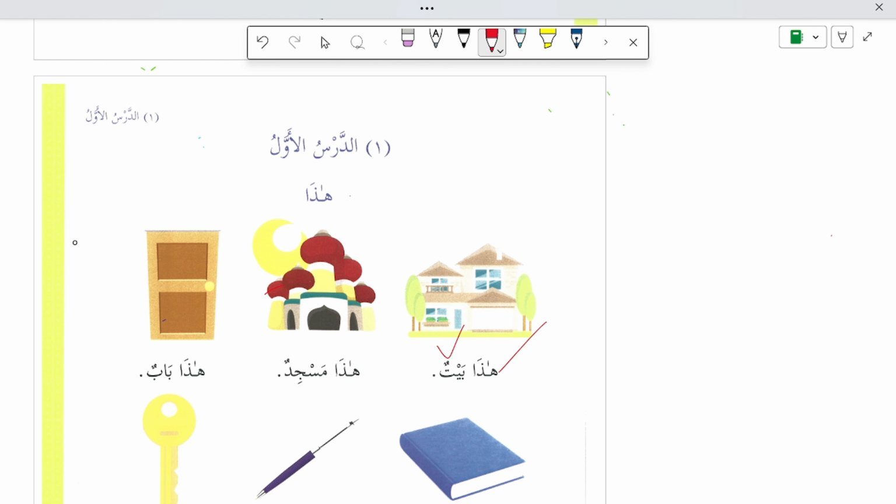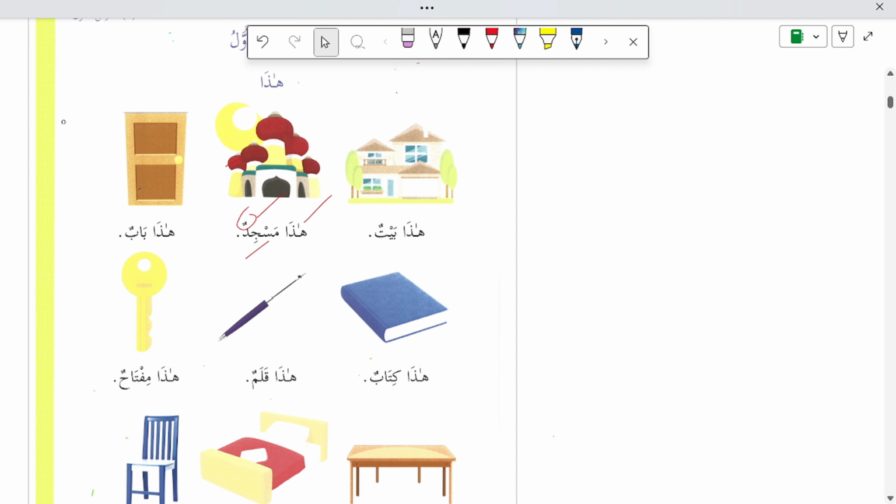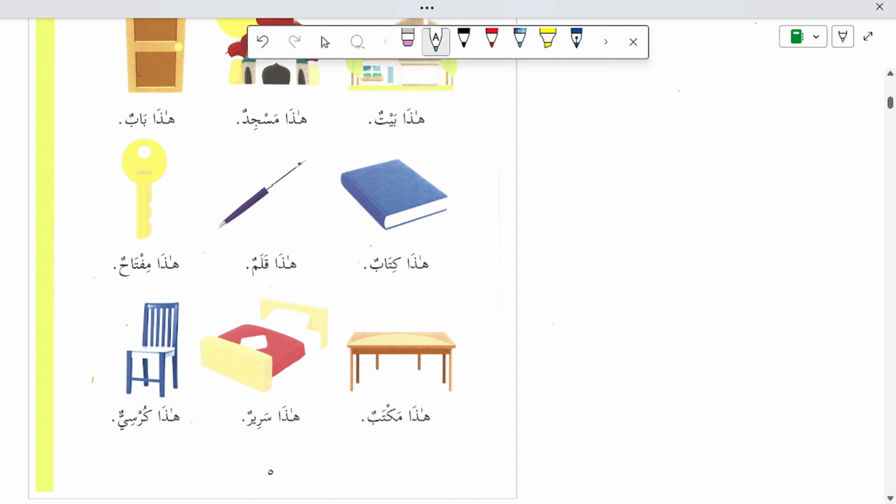Okay, the next example is haza kitabun. This is the book, because kitabun is the book. The next is haza qalamun. This is the pen. Qalamun is pen, and haza, this, is the pen. Miftah means key. This is a key.